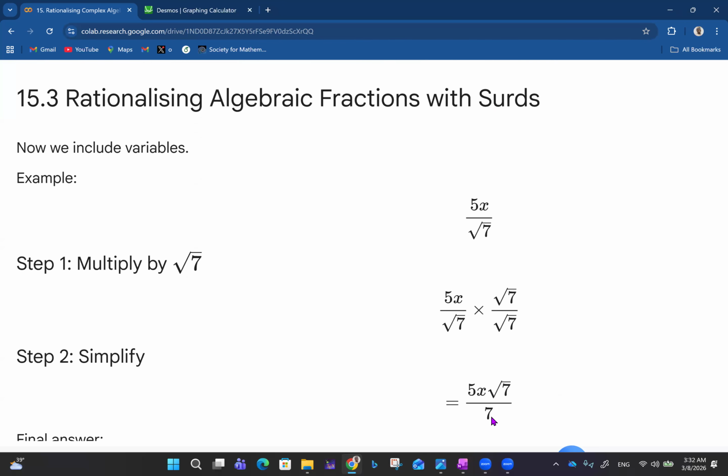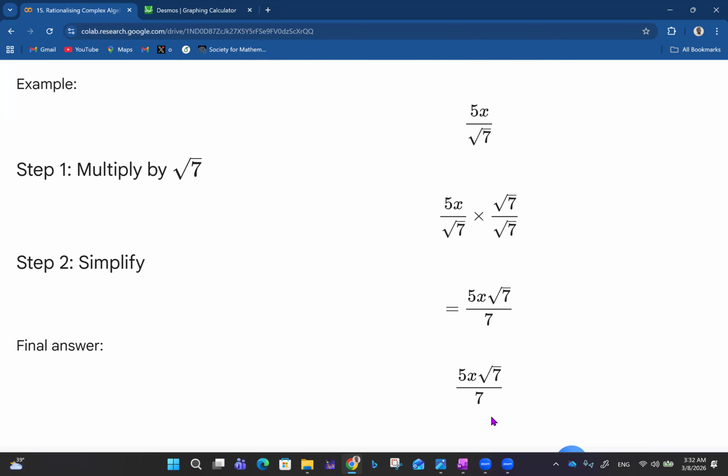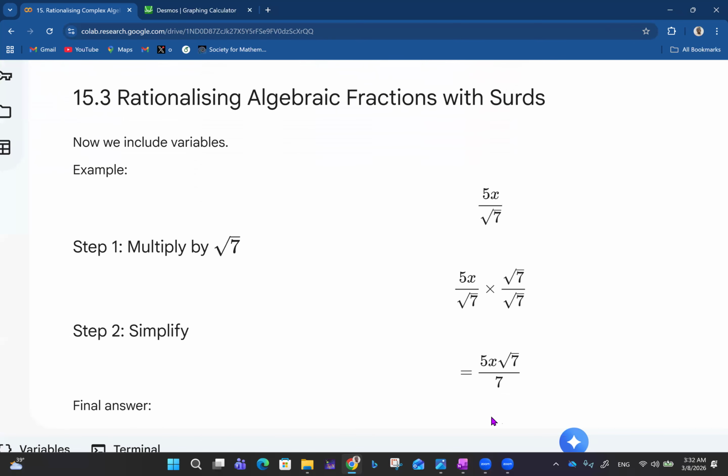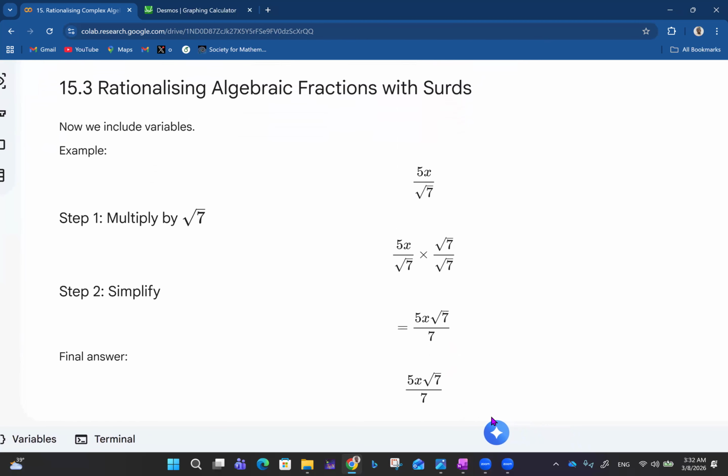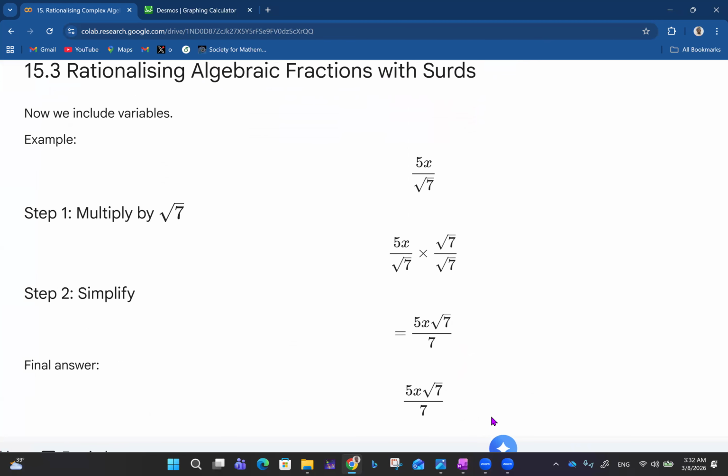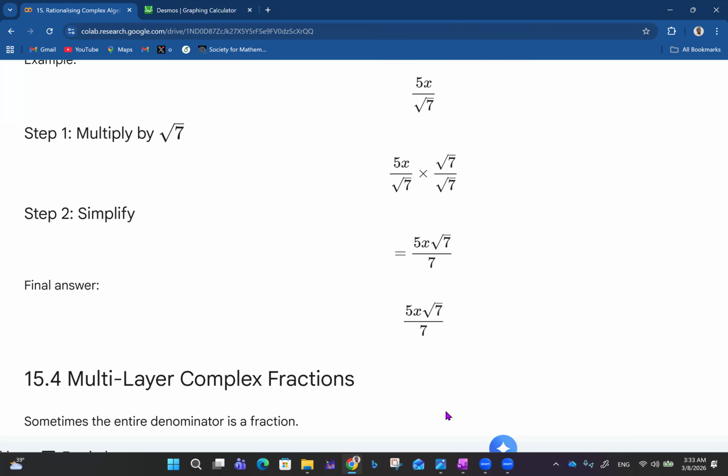Then we talk about rationalizing algebraic fractions with surds. So you have some algebra coming into this involving things like x here. Now we include variables. So for example, you have 5x over root 7 multiplied by root 7 over root 7. So you have 5x root 7 all over 7, and that is your final answer right there.